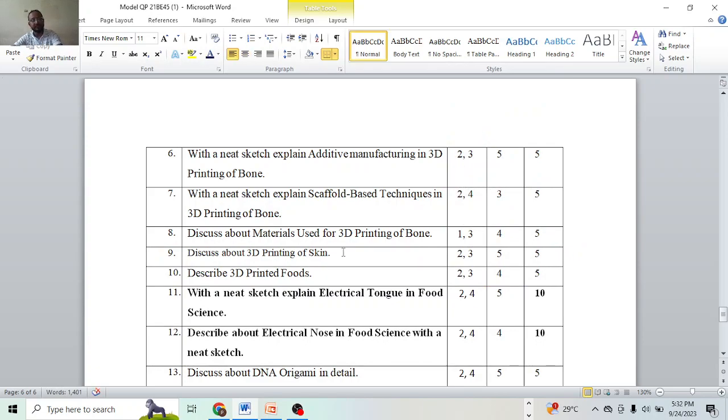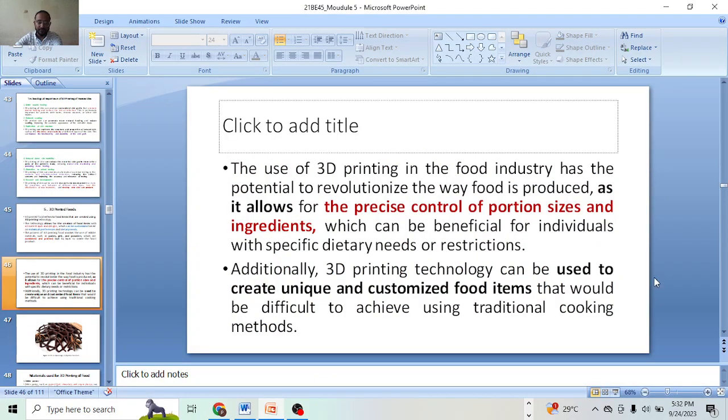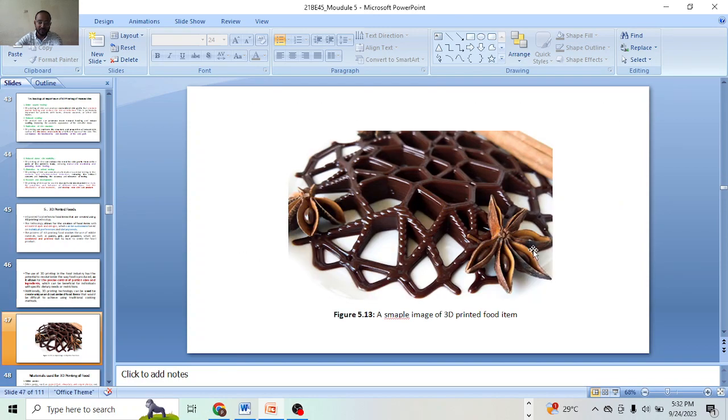Next, describe 3D printed food. 3D printed food, again, how many marks have they asked? For 5 marks. Give introduction 1 mark or 2 marks. Here explanation 1 mark, 2 marks. Any diagram you can simply draw as a 3D diagram, 1 mark.